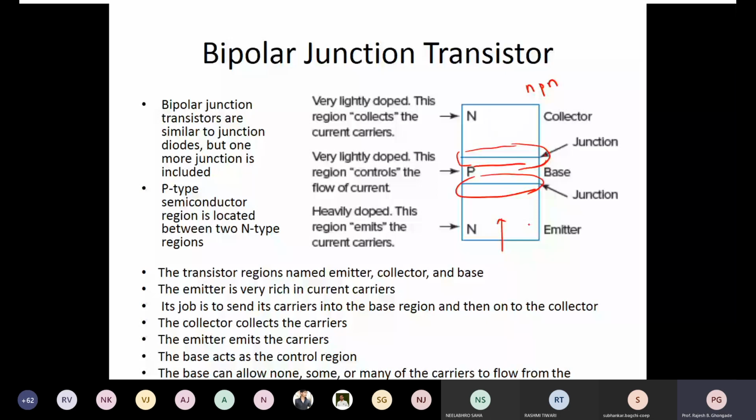Another interesting thing to note here is that this N is very lightly doped. So this region collects the current carriers. P, which is very lightly doped, is called the base. This is called the collector, and this is heavily doped. The emitter is always heavily doped.